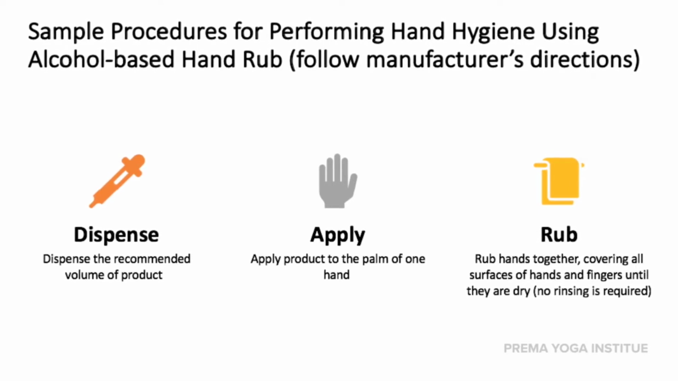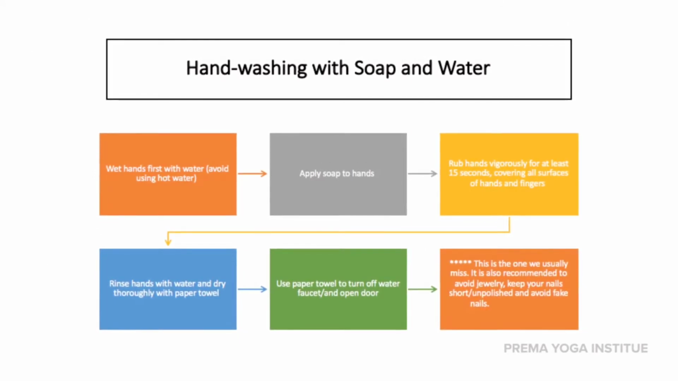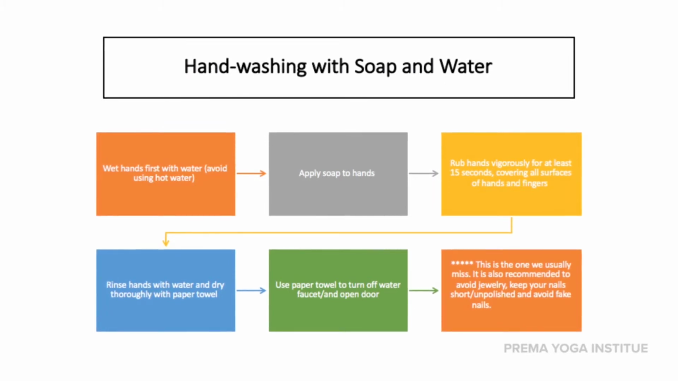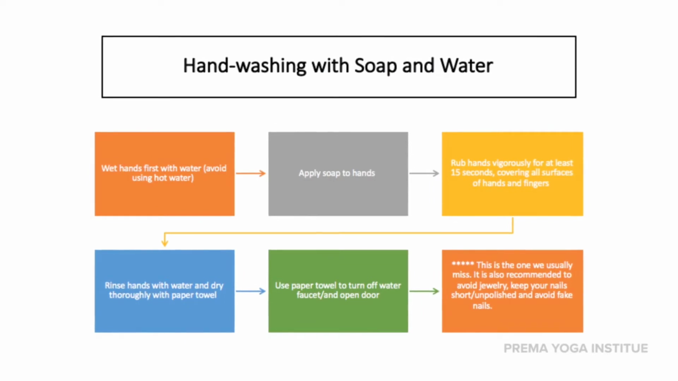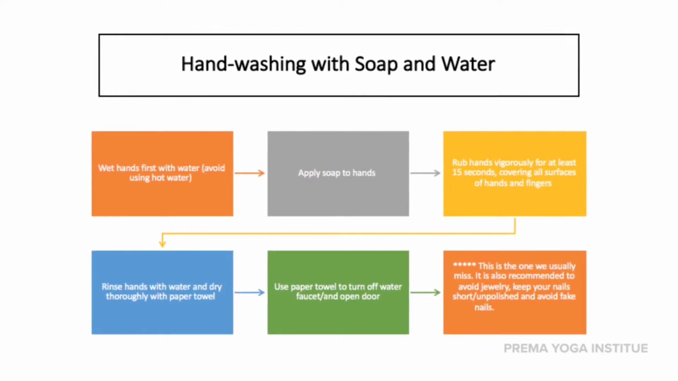No rinsing is required. If you're washing your hands with soap and water, you're going to wet the hands first with water. Then apply soap to your hands and rub your hands vigorously for at least 15 seconds. Rinse your hands with water and dry them thoroughly with a paper towel. Then take another paper towel, turn off the faucet, and open the door. This is the step we usually miss. It is also recommended to avoid jewelry and keep your nails short and trimmed.